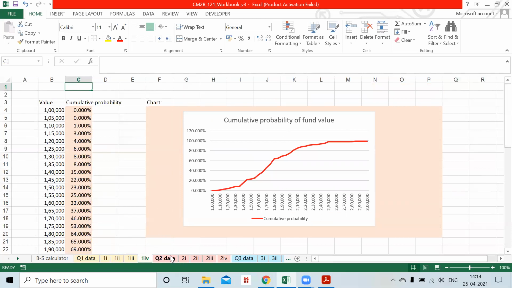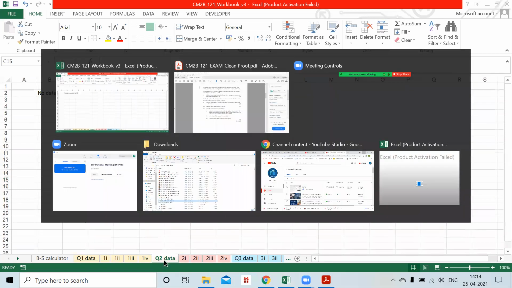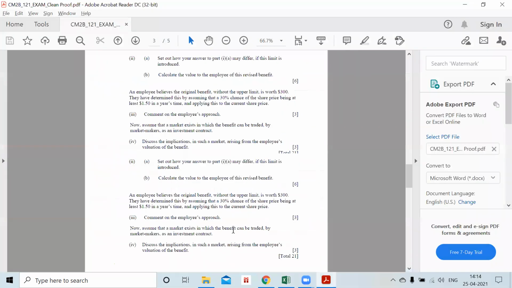Okay, so this is the way you can do it, or you can do the greater than way also, if you want to show the cumulative probability. Okay, moving on to question 2.